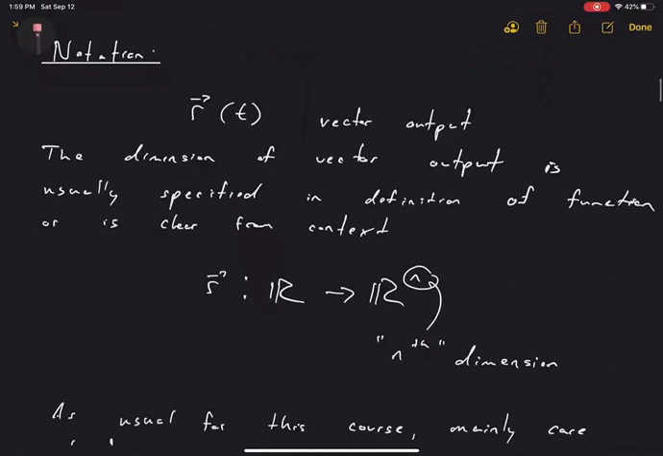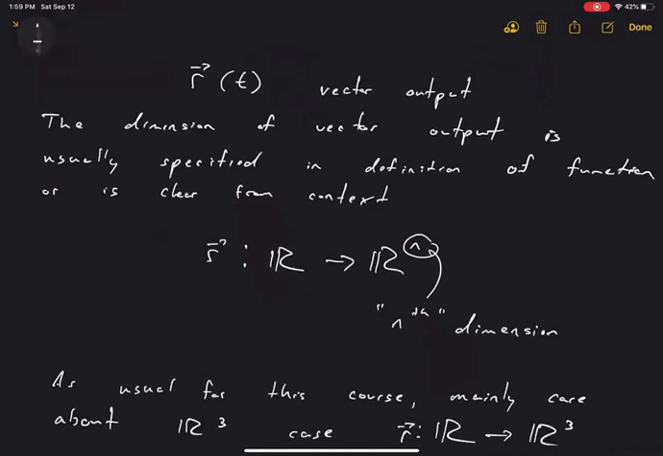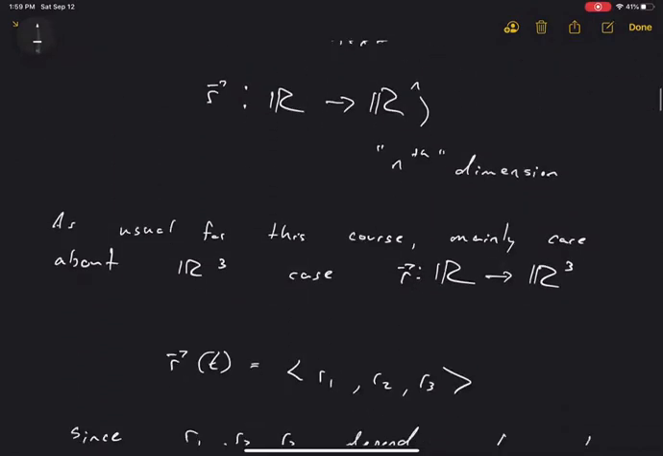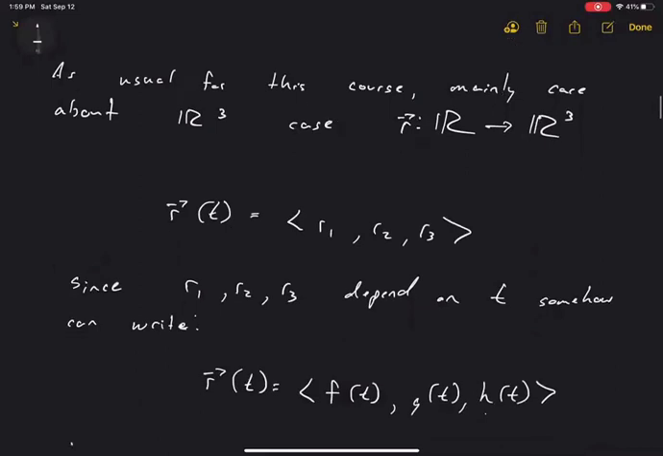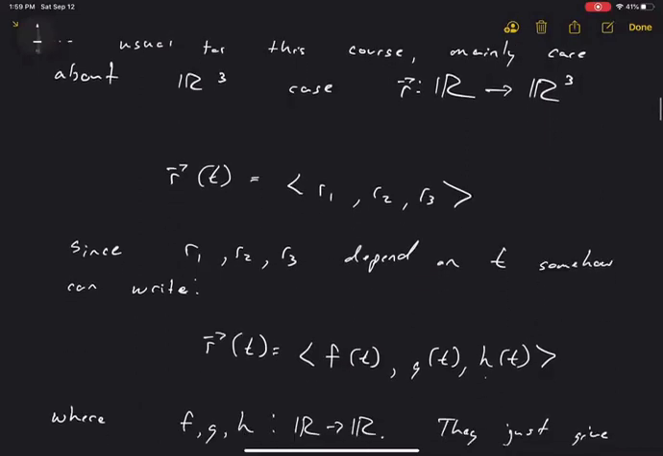Now, as I said before, the dimension of our output is usually specified when I'm defining these functions, right? Usually, I'll be defining a function and I'll write it like this, R to R3. Okay, so I know my output's going to be in R3. When we're talking about things generally, we might just leave it as n for the nth dimension. But as I said, we mostly care about R3.